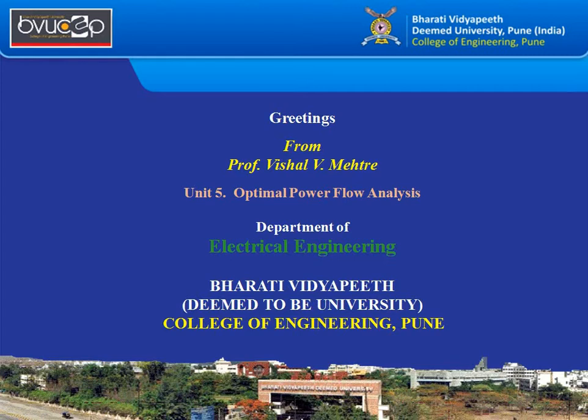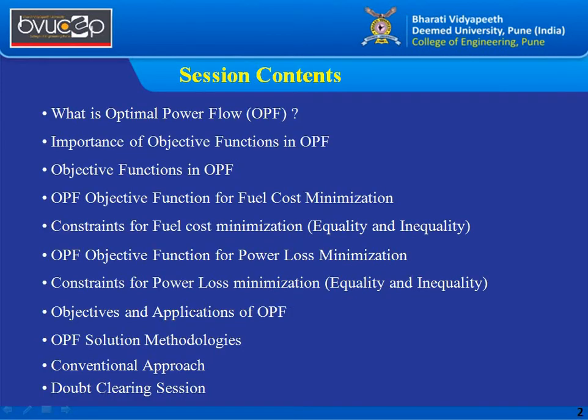So let's quickly go into the session. So these are the session contents. I'll be starting with what is optimal power flow, the importance of the objective functions that we are going to consider in optimal power flow, the definition of objective function, and the constraints that we are going to consider during the optimal power flow analysis, the methodologies that we are going to consider, and at the end, if you have any doubt, you can just post your doubt so that I can get back to you for any queries that you are facing. So let us start with optimal power flow.